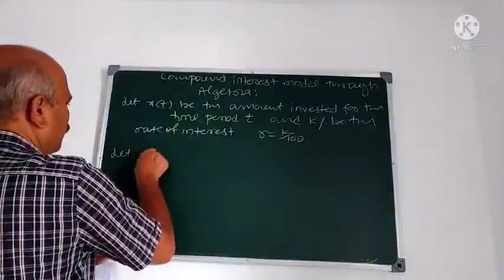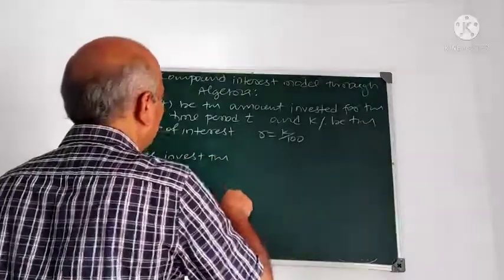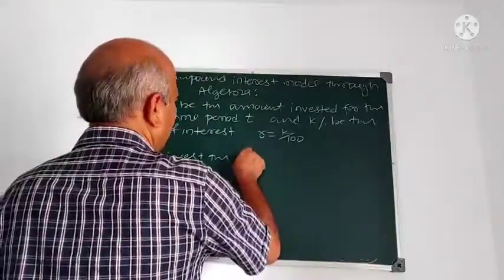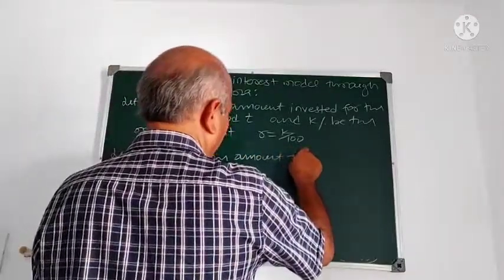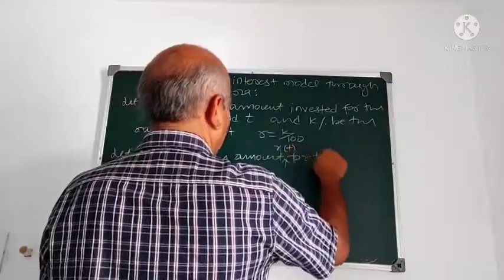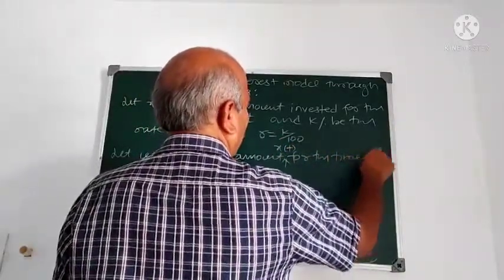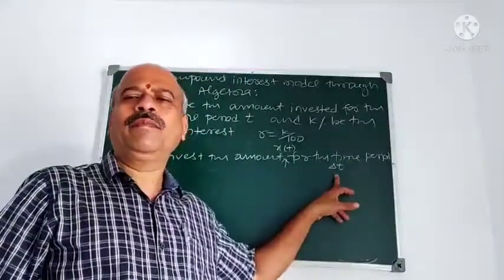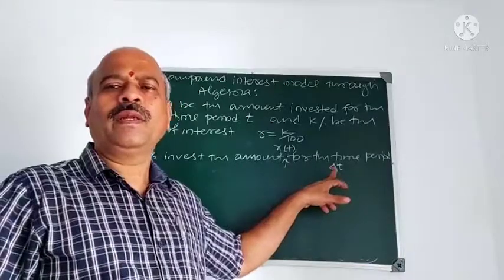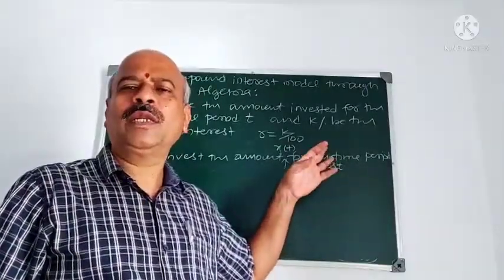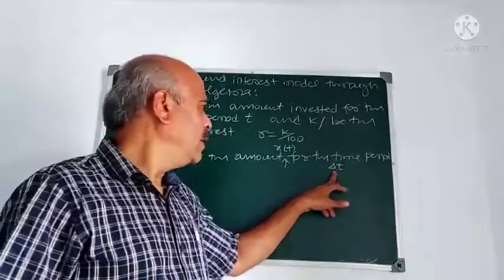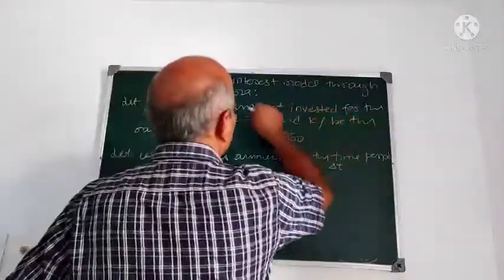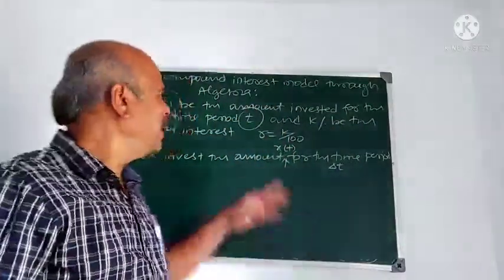Let us invest the amount x of t for the time period delta t. Here the advantage is delta t may be any time interval. Delta t may be 1 month, 2 months, 3 months, 9 months, any time. Say we have invested x of t for the time t, and we have to find out what is the amount at the end of time t.